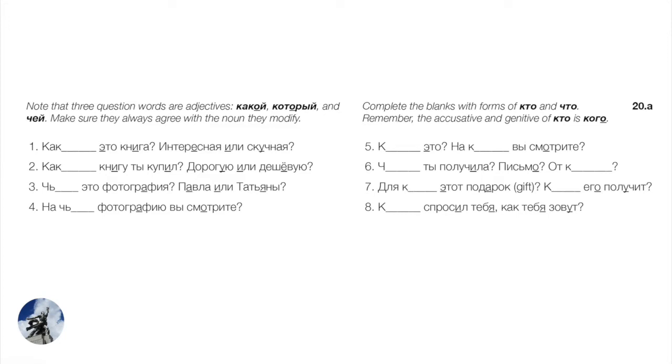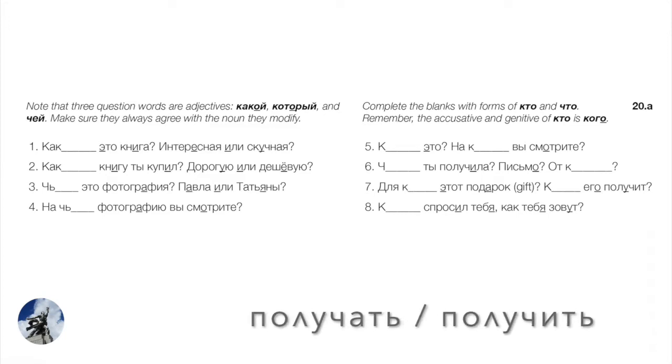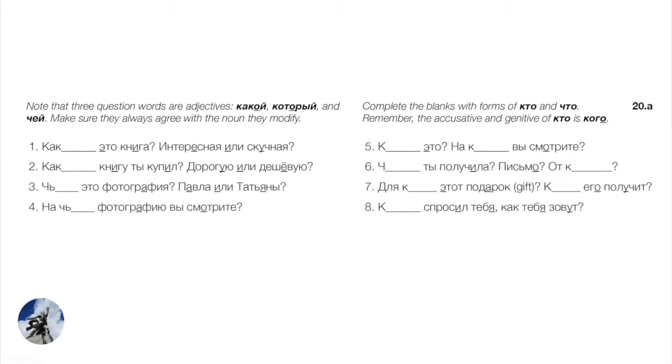Number seven, for whom is this gift? Этот подарок. Okay, what case does для take? Genitive, remember, genitive. So, для кого этот подарок? For whom is this present? Blank, его получит. Okay, let's think about this for a moment. Blank it will receive, right? Remember the pair for receiving, получать, получить, right? So this is a perfective verb. Blank it will receive. Okay, so we need a subject, right? Who will receive it? Who will receive the present?